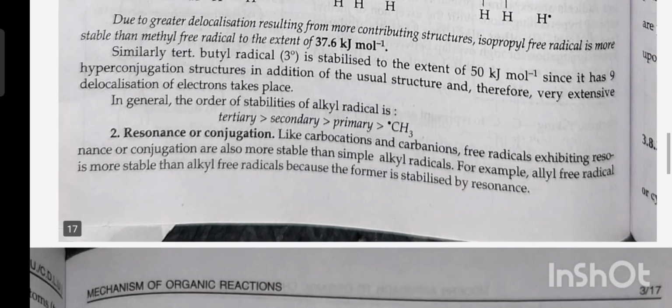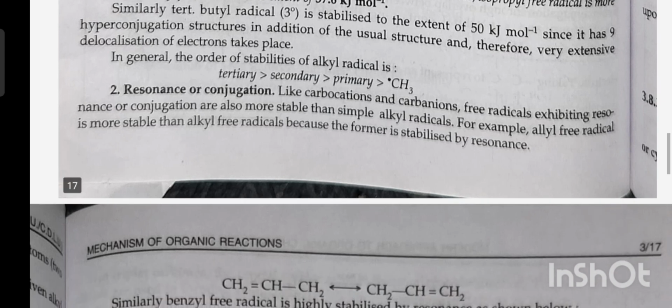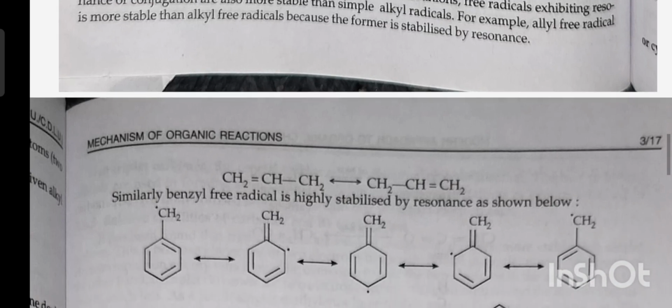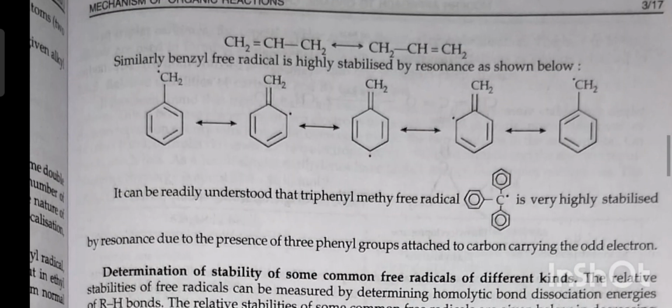Free radicals. Second, resonance or conjugation. Like carbocations and carbanions, free radicals exhibiting resonance or conjugation are also more stable than simple alkyl radicals. For example, the allyl free radical is more stable than an alkyl free radical, as the former is stabilized by resonance. Similarly, the benzyl free radical is stabilized by resonance as shown. It can be readily understood that the triphenyl methyl free radical is very highly stabilized by resonance due to the presence of three phenyl groups attached to the carbon carrying the odd electron.